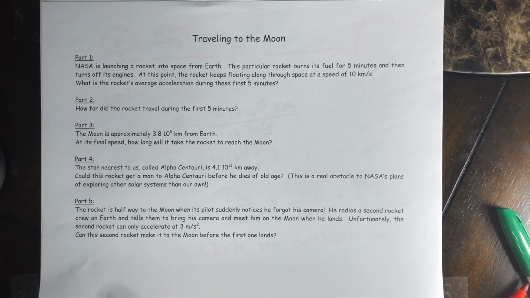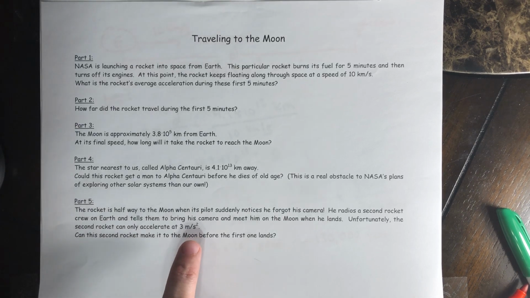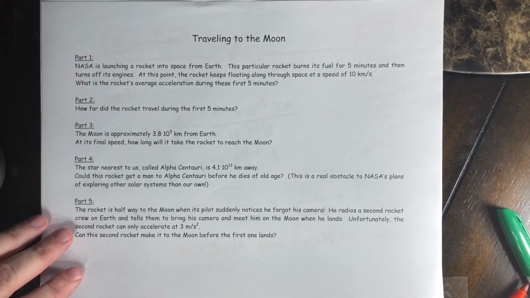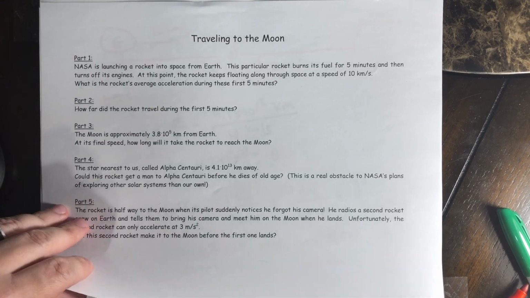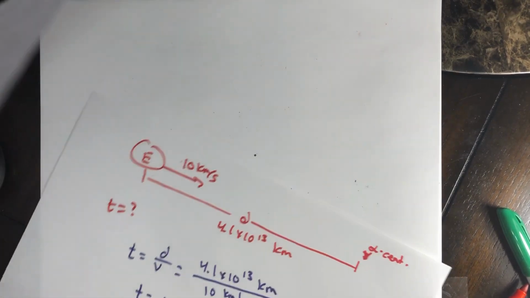So unfortunately, the second rocket can only accelerate 3 meters per second squared. So it can't accelerate as fast, but it wants to know, can the second rocket make it to the moon before the first one lands? So the key to this problem is we already know how much time it takes the first one to land. If we look back at what we had before, we'll get to that in a minute. But the key to this one is that the rocket can accelerate the entire time.